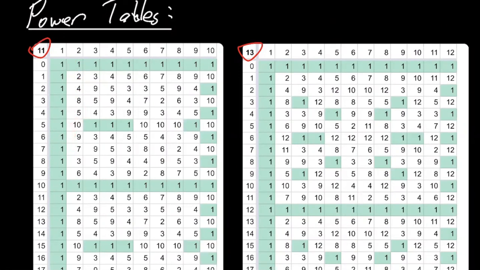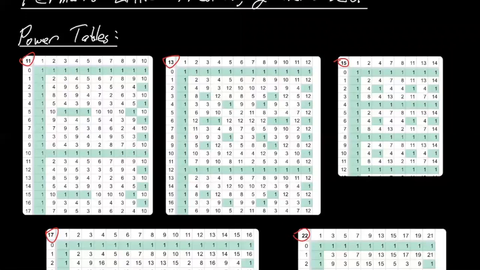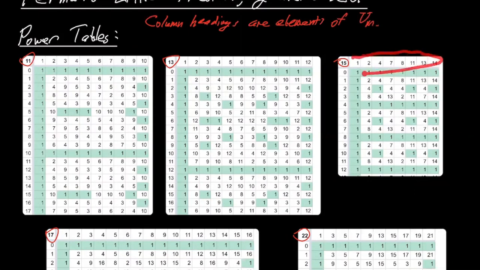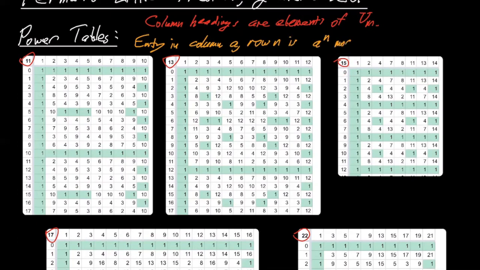So the column headings are the elements of U sub m, they're the units mod m, right? So like in the 15 table, these are just the numbers that are relatively prime to 15. So we don't have 3, we don't have 5, because we don't have 10. We don't have any numbers that share common factors with 15. And then I guess the entry in column a, row n, is a to the n mod m.